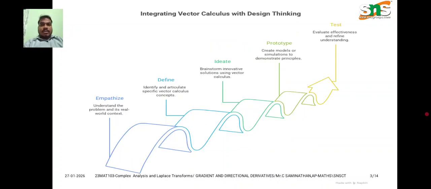A scalar field assigns a single value to each point. A vector field assigns a vector to each point, like the velocity of wind. An example of a scalar is temperature.